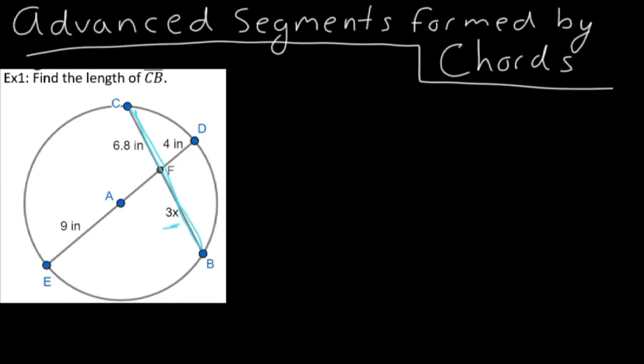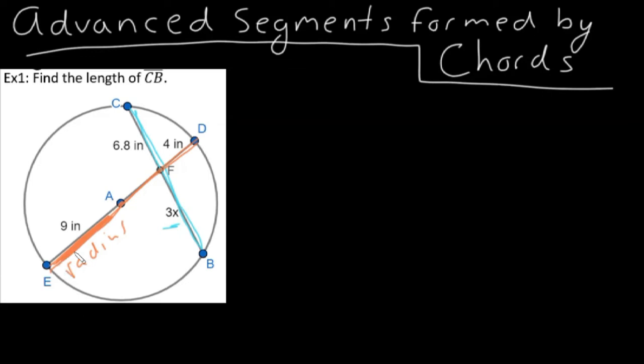Now, as I look at this problem, I noticed something interesting. I actually noticed that this line, let me go ahead and put this in a different color, this line from E all the way to D actually goes through the center. Now, why is that important? Well, it means that this line right here is actually a radius. Well, what's important about that? No matter where we draw a radius in a circle, it always has to be the same length.